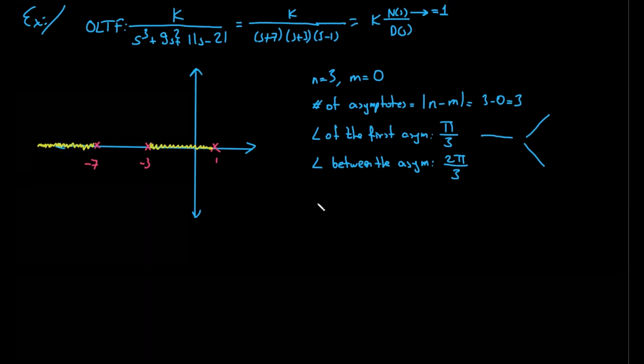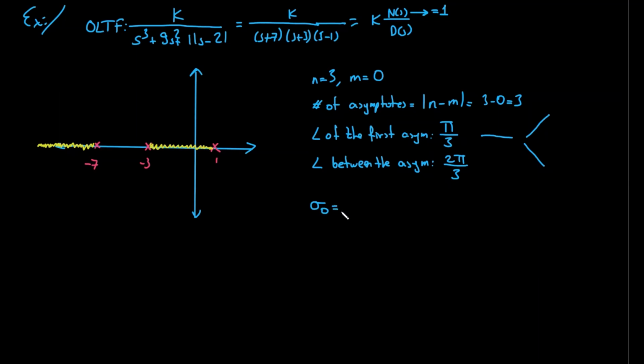And what is the intersection point of the asymptotes on the real axis? That was equal to the summation of poles minus the summation of zeros, divided by the number of poles minus the number of open loop zeros, okay? And that will be in our example simply equal to minus 7 minus 3 plus 1. That was the summation of poles. And the summation of zeros is equal to 0 because I don't have any zero. Divided by n minus m. So it's equal to 3 minus 0, which is 3. And that makes minus 9 divided by 3, which is simply equal to minus 3.